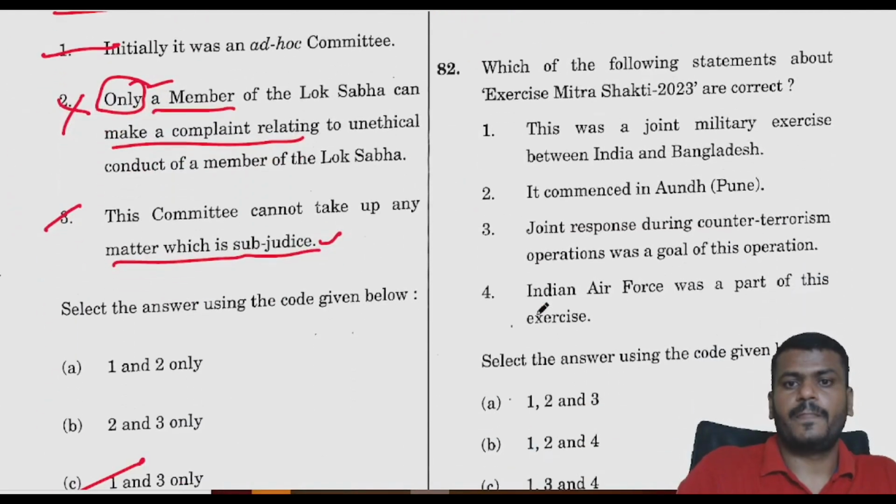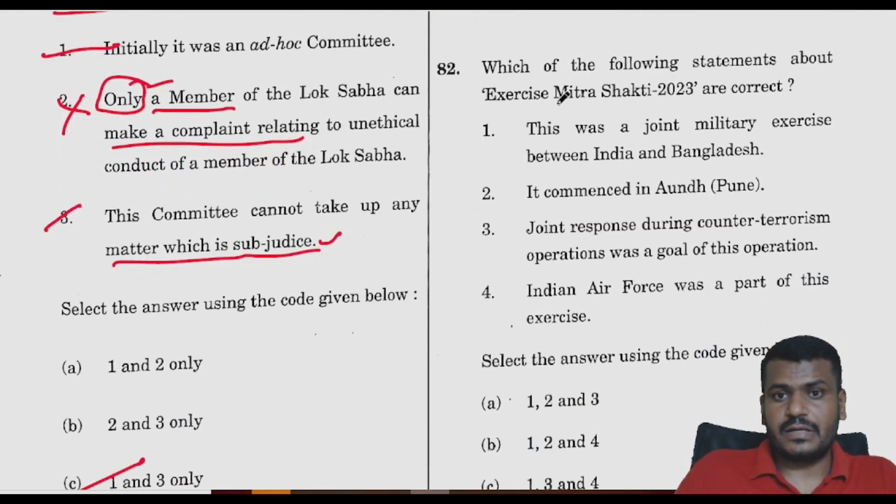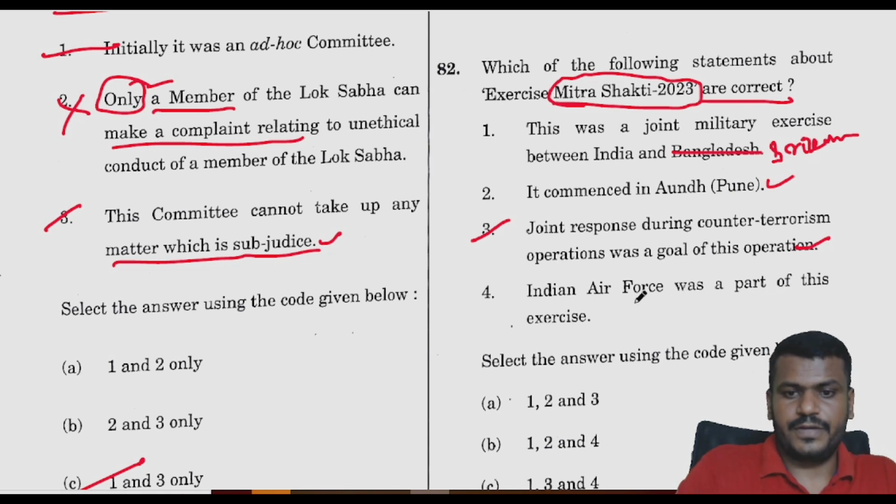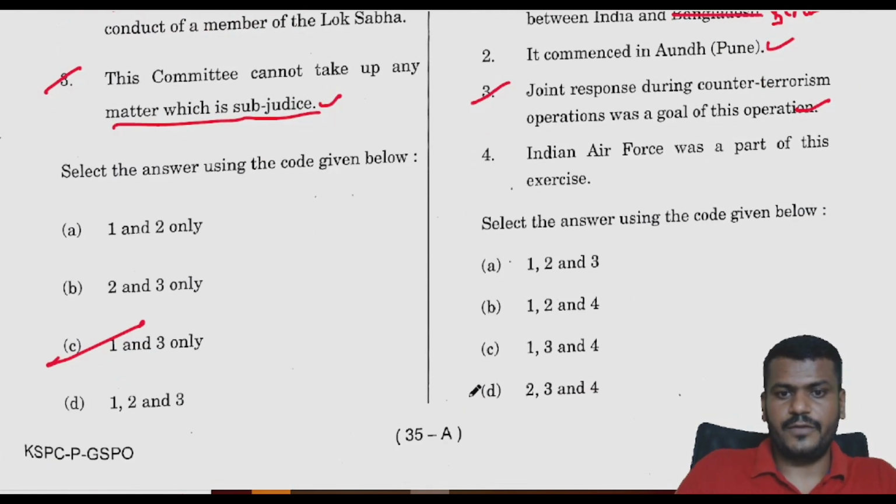Okay, next, exercise Mitra Shakti 2024. One question was asked related to this. This was a joint military exercise between India and, actually here they have given Bangladesh, but it is India and Sri Lanka. This took place between India and Sri Lanka. It commenced in Aundh, Pune. Yes, that is correct. A joint response during counter-terrorism operations was a goal of this exercise. That is correct. The Indian Air Force was part of this exercise. Yes, that is also definitely correct. The first statement is wrong. 2, 3 and 4 are correct.